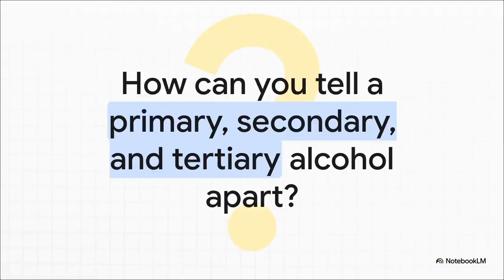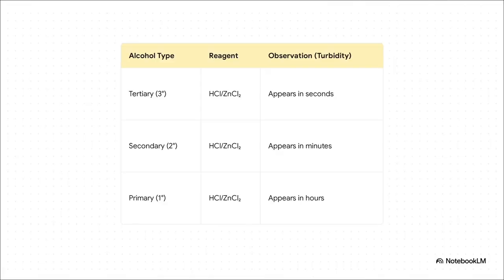Imagine you're in the lab and you've got 3 unlabeled vials. One is a primary, one is a secondary, and one is a tertiary alcohol. They all just look like clear liquids. So how in the world do you figure out which is which? Easy. You use the Lucas test. Basically, it's a reaction that tries to turn the alcohol into something called an alkyl chloride, which doesn't dissolve, so it makes the solution all cloudy.